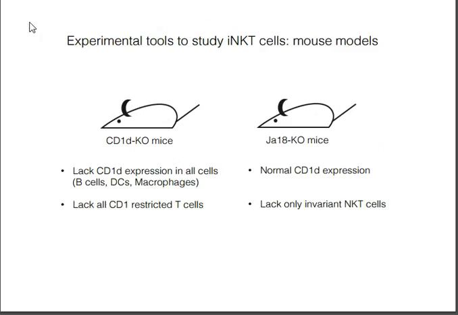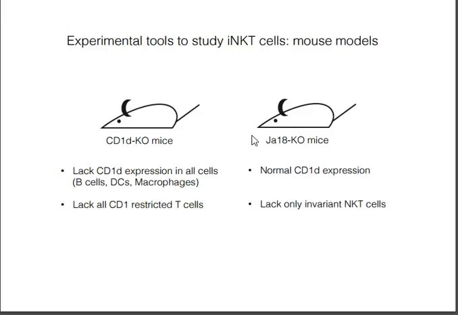So there are several mouse models that can be used to study CD1 and lipid presentation. So here is one: mice with CD1D knockout, and they lack CD1D expression in all cells, B cells, dendritic cells, and macrophages. They also don't have any NKT cells, no NKT1 or NKT2. So that comes under lacking all CD1-restricted T cells.